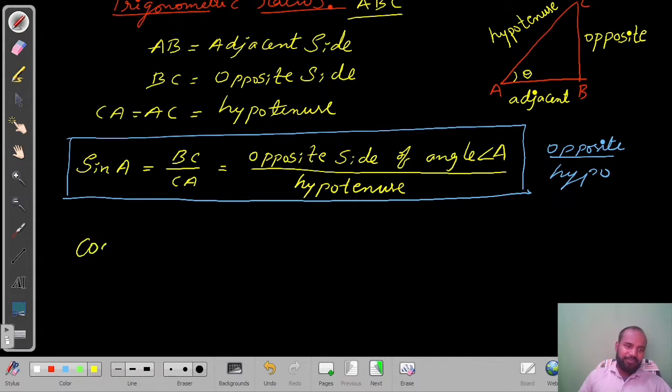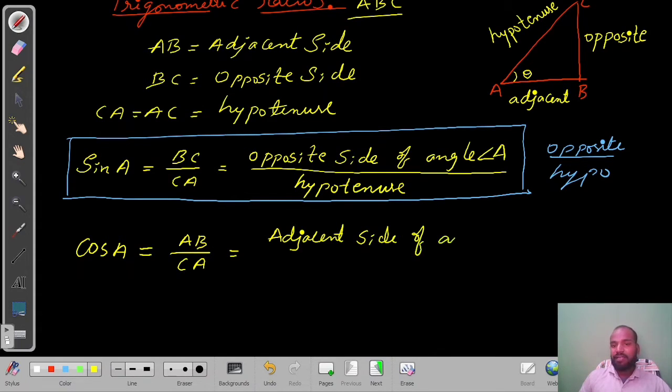Cos A formula is, now opposite completed. Next one is adjacent. Adjacent what? AB. Adjacent is AB and hypotenuse is CA. So cos A formula is adjacent side of angle A by hypotenuse.